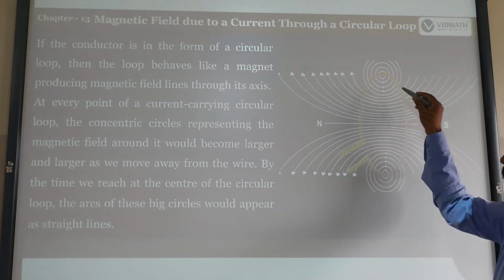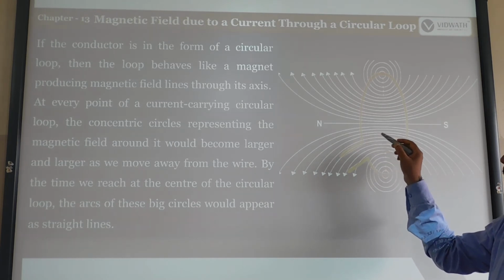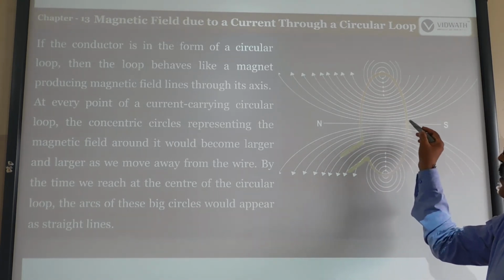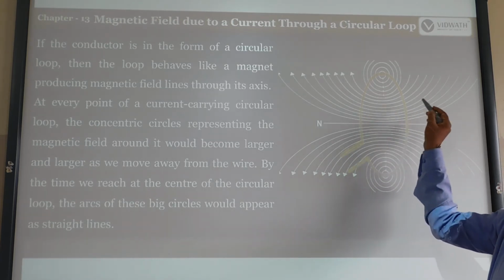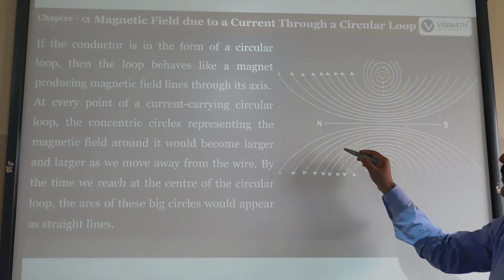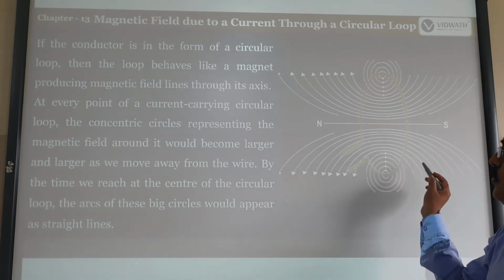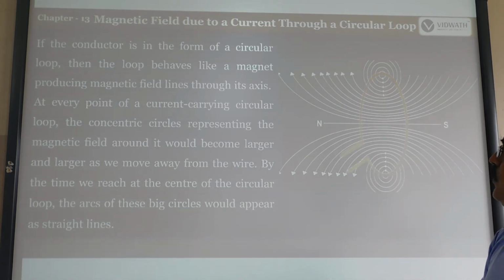So when the wire is slightly bent, what happens? This can be called the middle wire. So all the wires should look like here. They are also bending. Whatever magnetic field lines are produced should also bend accordingly.